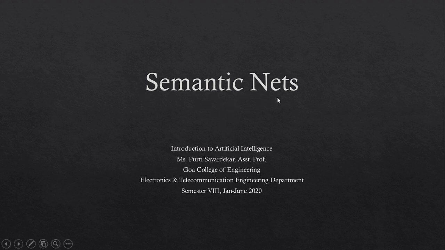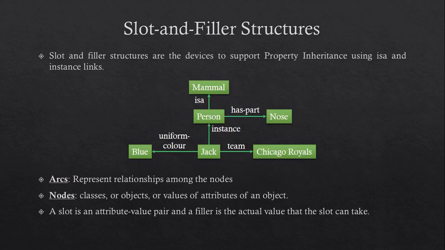If you are not familiar with inheritance, I request you to please watch the lecture on inheritance before going ahead with this one. To represent knowledge with the help of property inheritance, we take the help of structures called slot and filler structures. Slot and filler structures are the devices to support property inheritance using is-a and instance links.